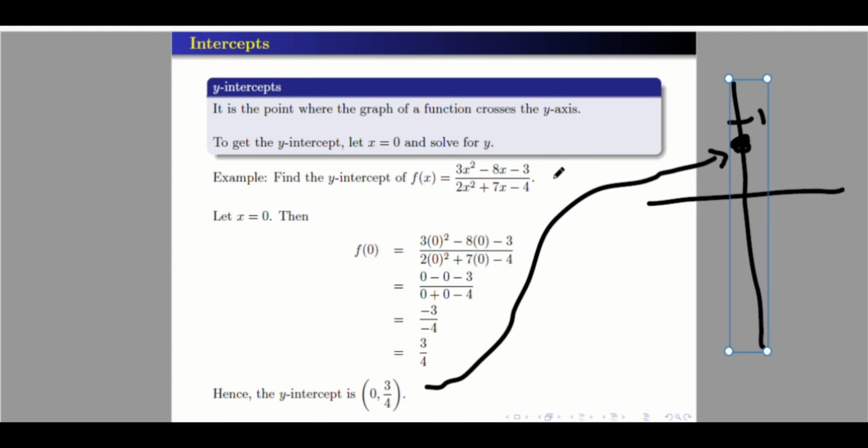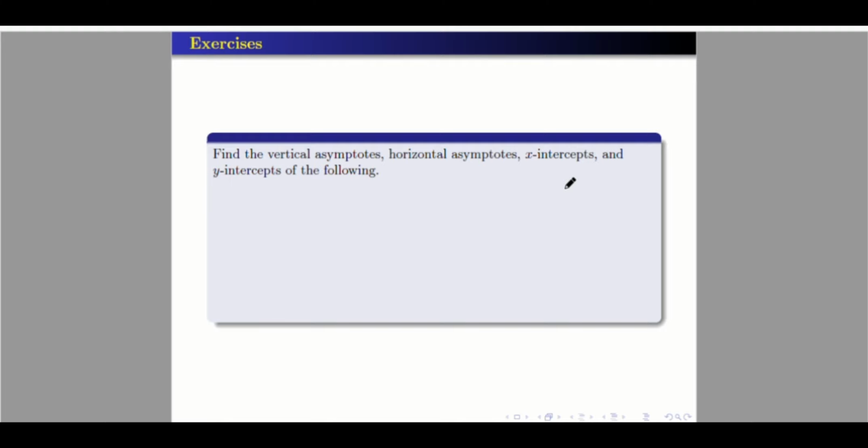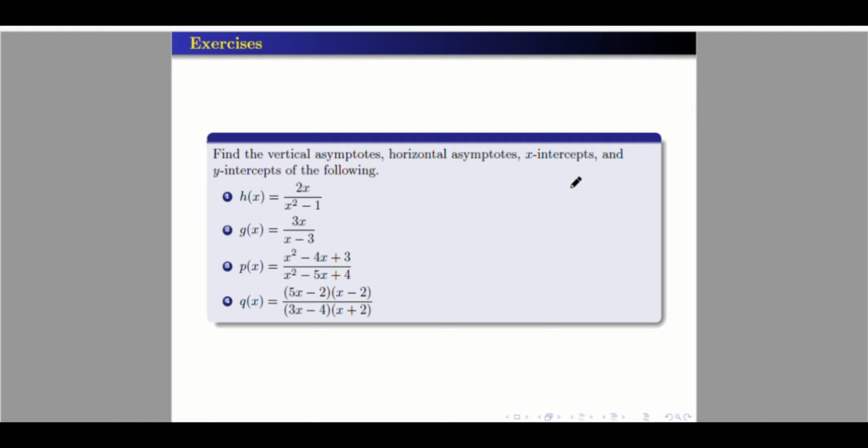Anyway, in the next video we'll be discussing the plotting of points and the graph of the rational function in general. So let's have this for our review. Let's answer these four rational functions. We need to find the vertical and horizontal asymptotes, as well as the x and y intercepts. Let's start first with this.